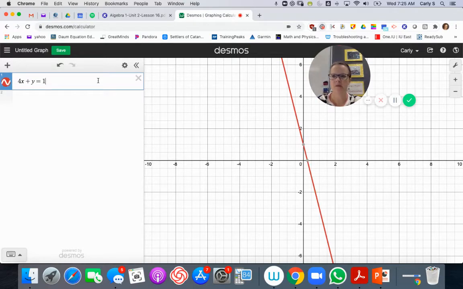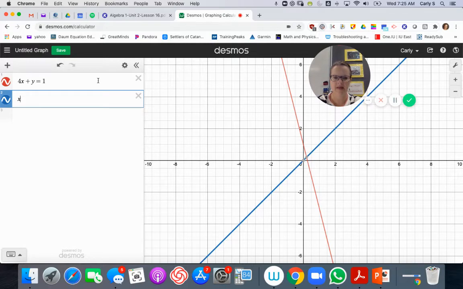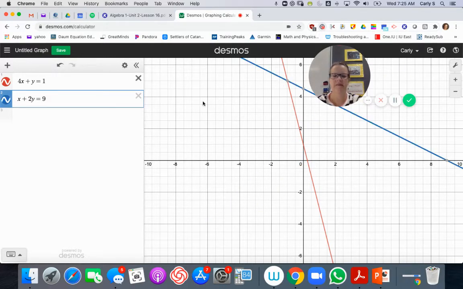x plus y equals 1, and x plus 2y equals 9. All right, that right there is the coordinates of the solution, -1, 5. Okay, so write that down. That's your solution. Write a few equations that are equivalent to equation A.